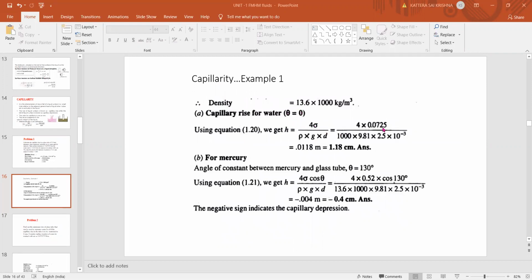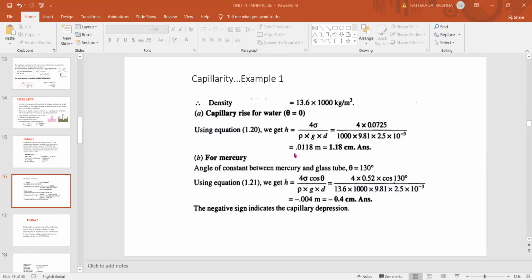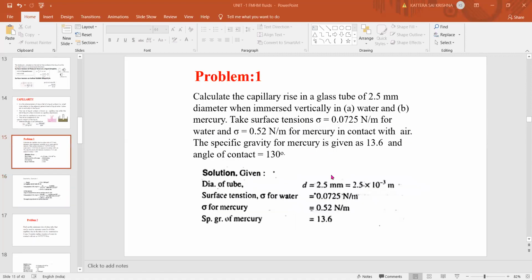So 4 into 0.0725 is your sigma value, by 1000 which is the density of water, 1000 into 9.81 into the D value in meters, which we already have written here, 2.5 into 10 power minus 3. Substitute all the values and you'll get your answer. The H value will be in meters, because diameter and surface tension are all in meters.